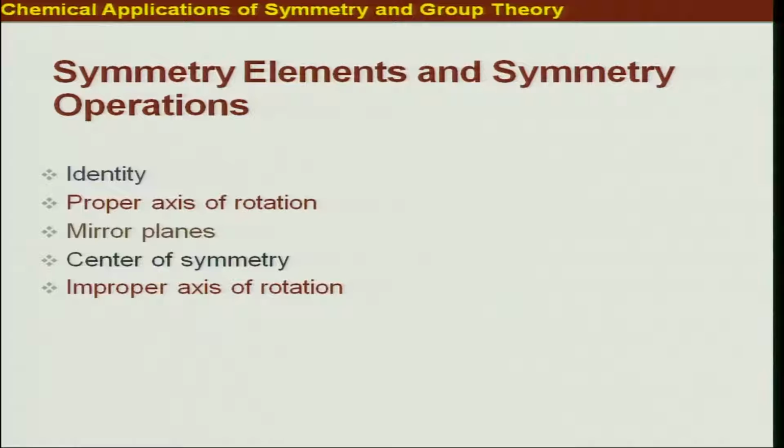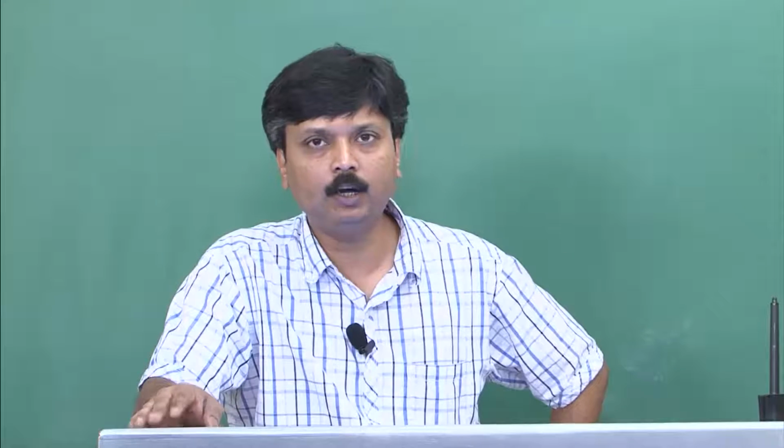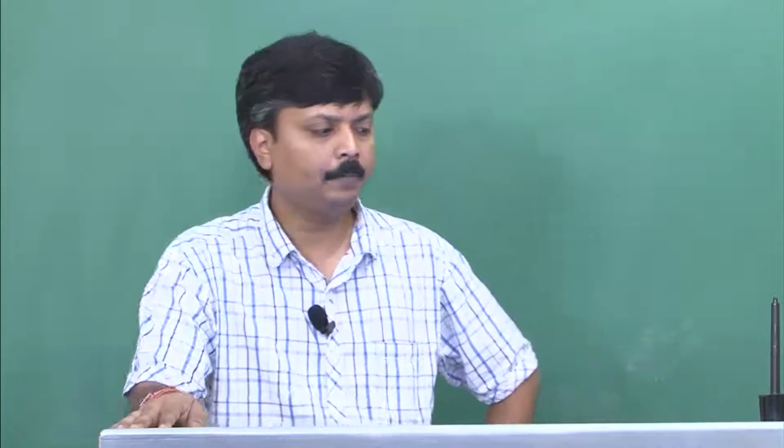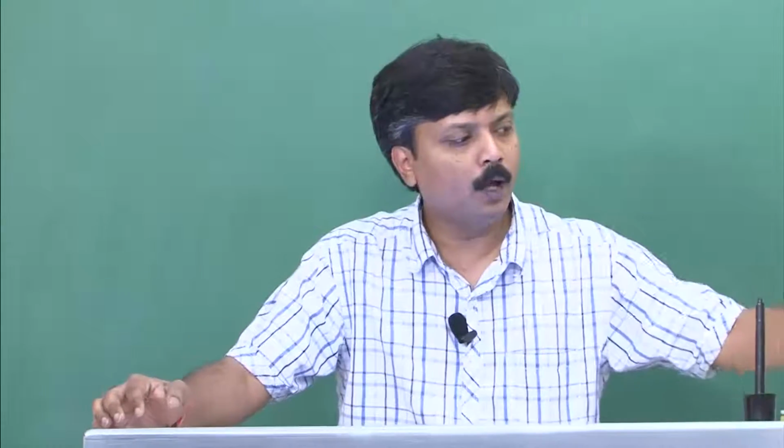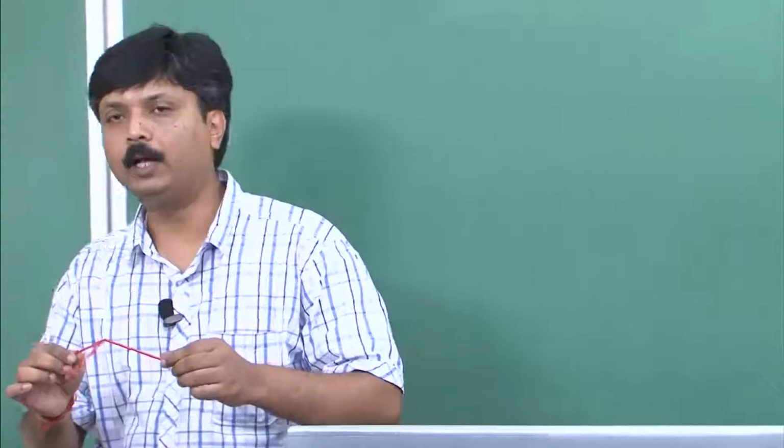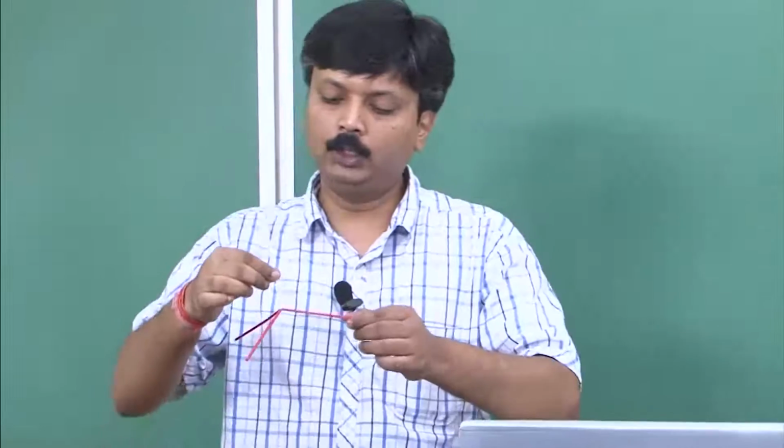So we have 5 different symmetry elements: the identity element, the proper axis of rotation, mirror planes, the center of symmetry or inversion symmetry, and lastly the improper axis of rotation. In the last class we learnt about identity, which is the do-nothing operation, and also the proper axis of rotation. We showed you some examples there. Today I will show you one with the help of a model that will make things a lot clearer for you.